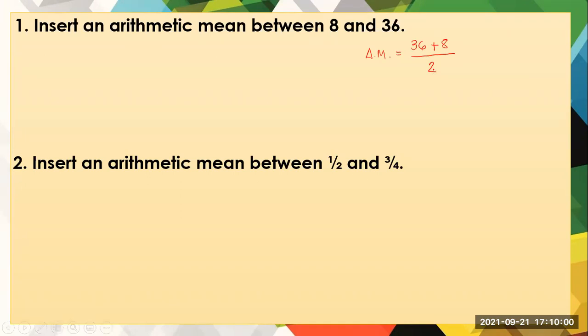Arithmetic mean is equal to the third term plus the first term divided by 2, because the arithmetic sequence would look like this one. Then 36 plus 8 is 44, then divided by 2. So 44 divided by 2 is 22. Therefore, the arithmetic mean between 8 and 36 is 22.